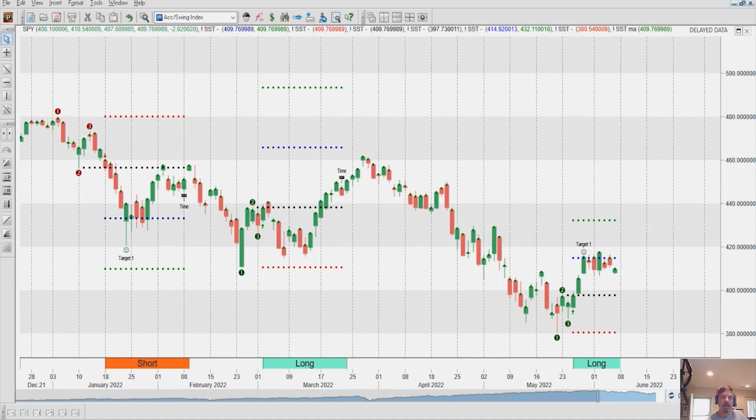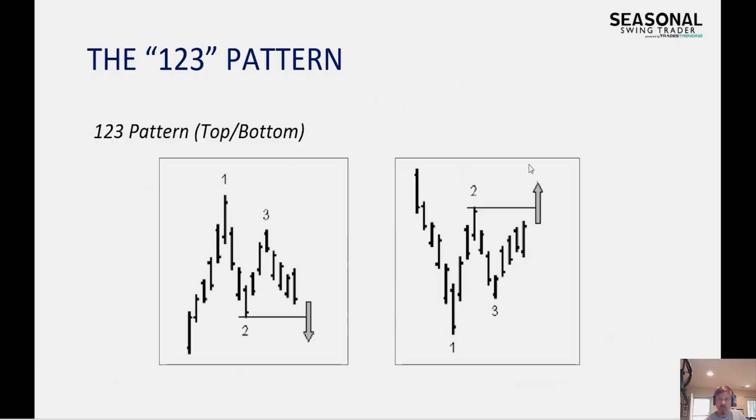Now, before we get right into the charts, let's actually cover what the pattern is based on and its core principles. Very simply, it's based on the 1, 2, 3 pattern. This is sometimes referred to as the 1, 2, 3 top or 1, 2, 3 bottom. It's a very simple process, but let's walk through it together.